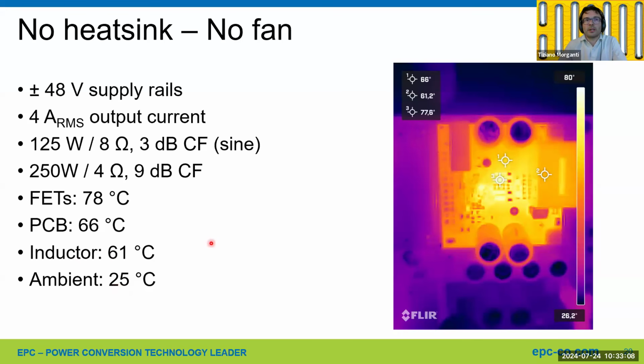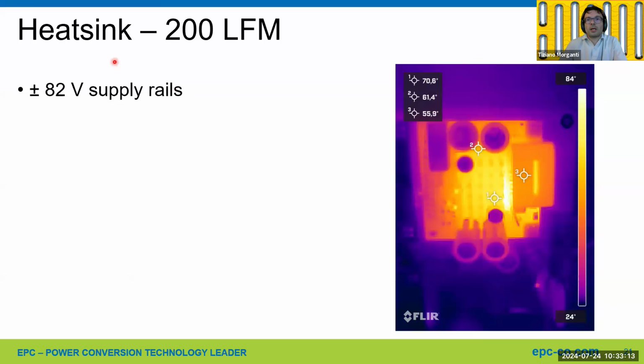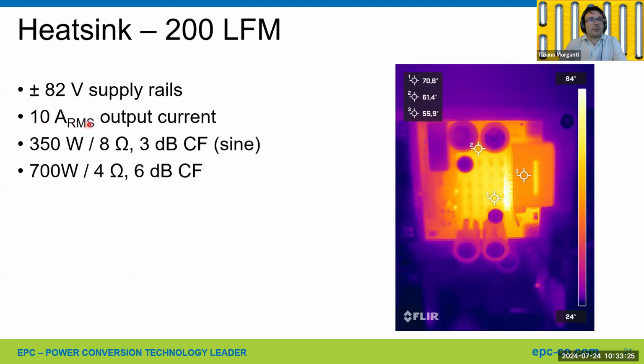Then we have another case with the heatsink mounted and 200 linear feet per minute air cooling, and plus minus 82 volt supply rails, 10 amps RMS output current. So this means 350 watts on 8 ohm with sine wave power, or 700 watts on 4 ohm with 6 dB crest factor.